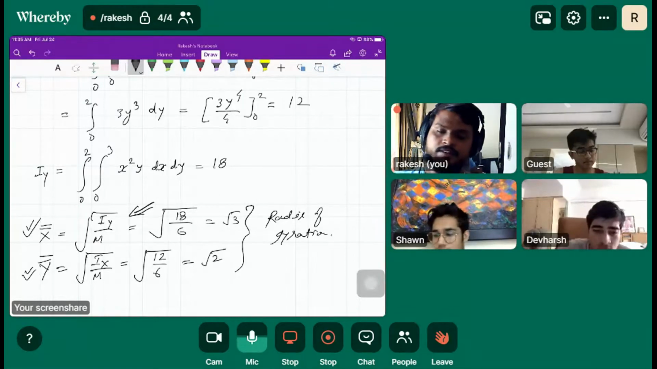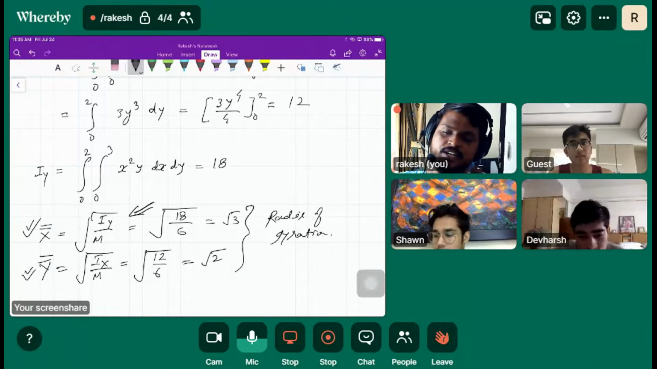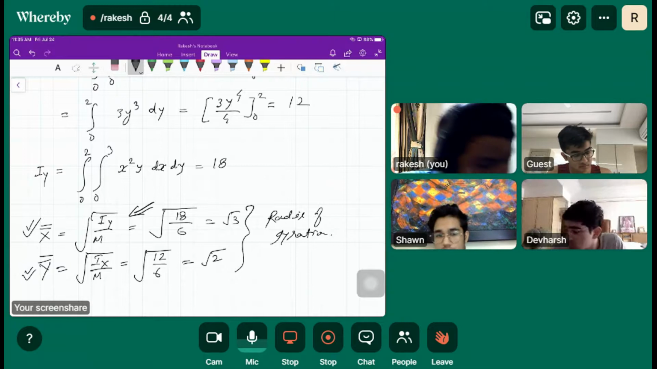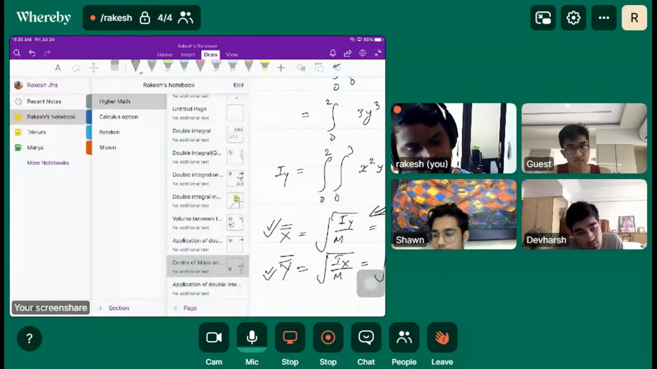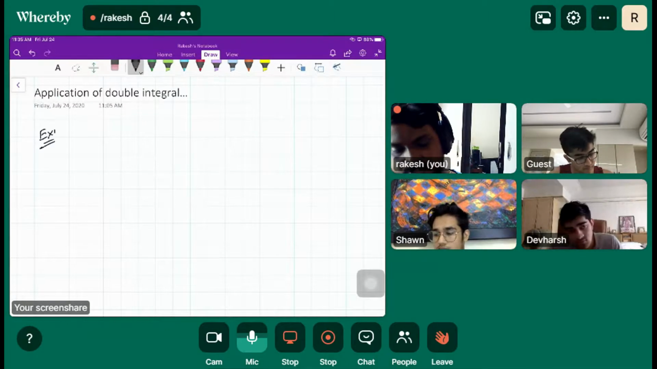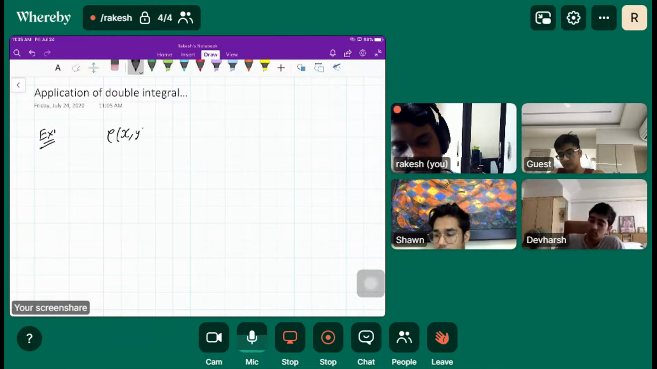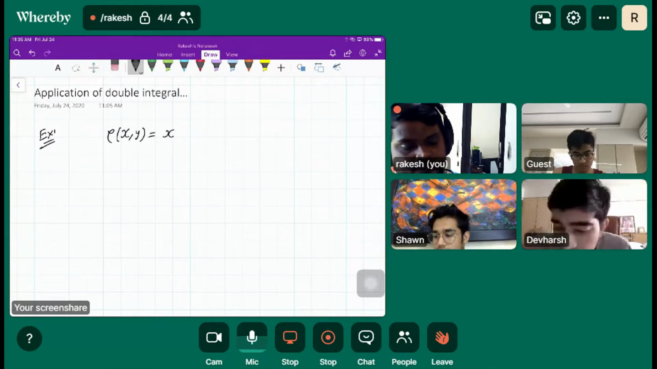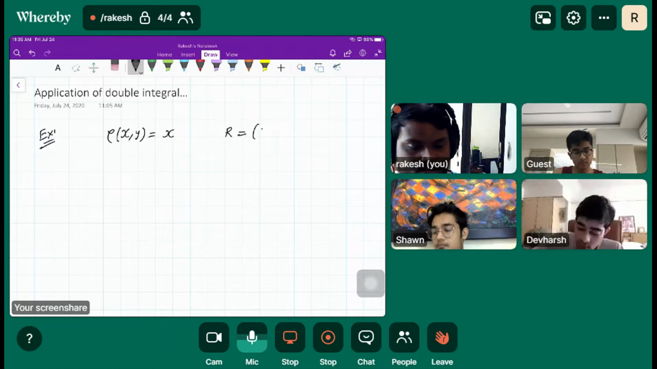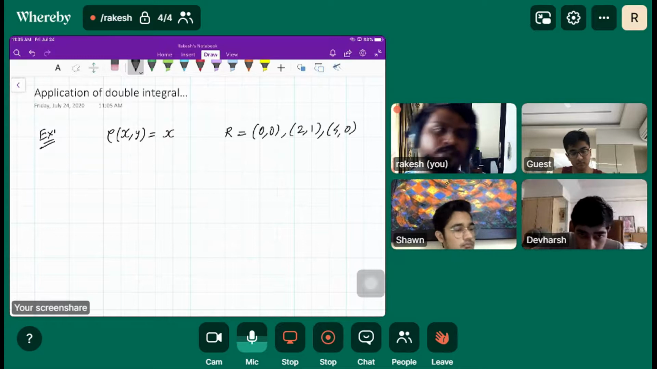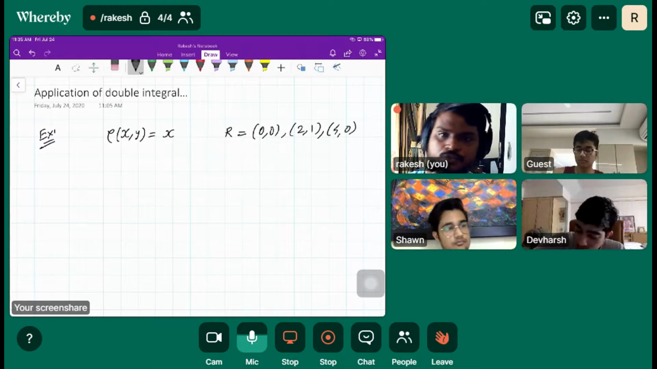Now we have another question where the shape of the lamina is not a rectangle. Suppose my next question is based on a different shape of the lamina. Let's say the mass density function is rho(x, y) equal to x, and the region of the lamina is bounded by these coordinates: (0, 0), (2, 1), and (4, 0). Okay, so first of all, what should we do?